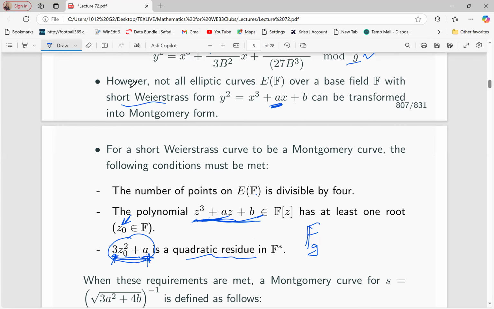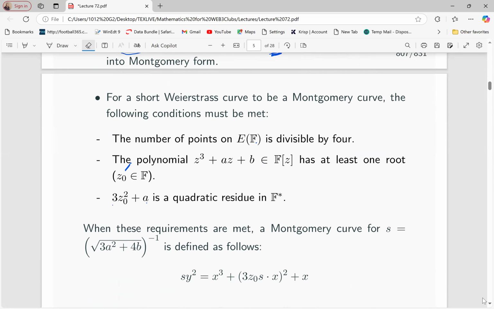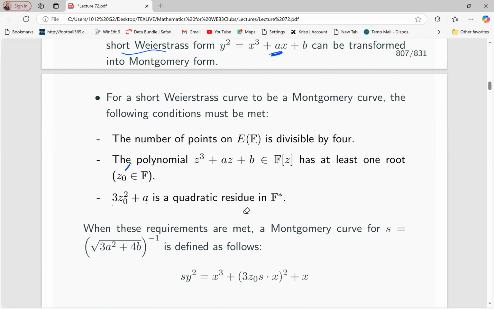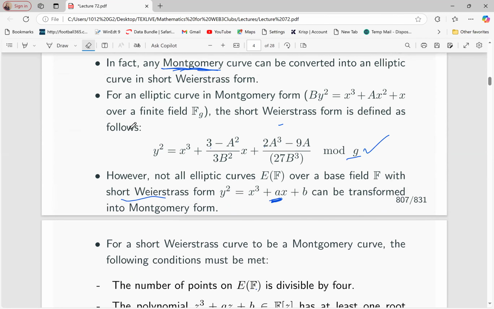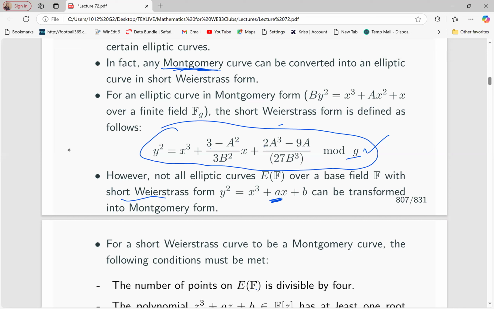If these three conditions are met, then it means that the short Weierstrass equation can be converted to Montgomery. Now, how do we then convert? Supposing those three conditions have been met. We've already seen how to convert Montgomery to short Weierstrass. The formula is here.